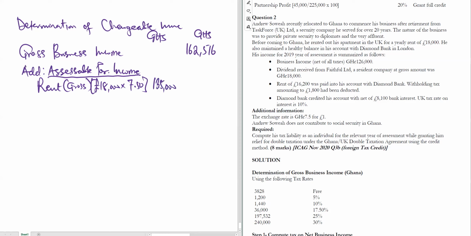Then we had interest received. Do you remember the interest received from the bank? The interest was also 9,000 that we computed. At 7.5, that gives us what? 67,500.